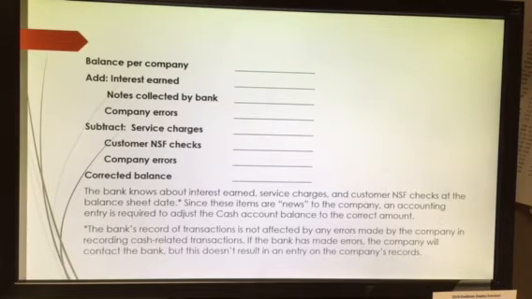The second part of the typical bank reconciliation statement looks like this. We start with the balance according to the company's cash records, and then, based on the bank statement itself, we get information about transactions that the bank knows about that we may not know about until that point. So the bank knows about interest earned, service charges, and customer NSF, which stands for not sufficient funds, checks at the balance sheet date. Since these items are news, that is, not yet known to the company, an accounting entry is required to adjust the cash account balance to the correct amount.